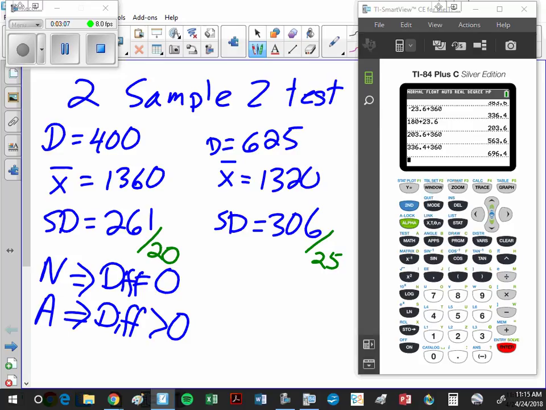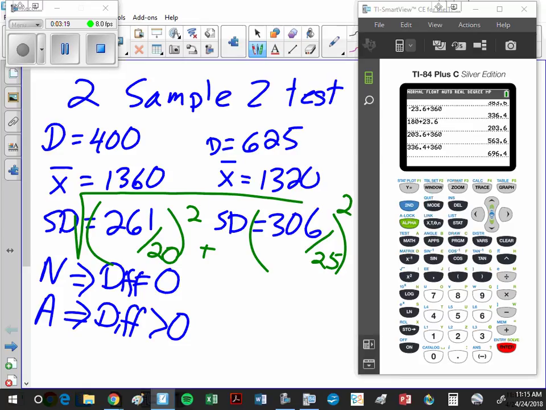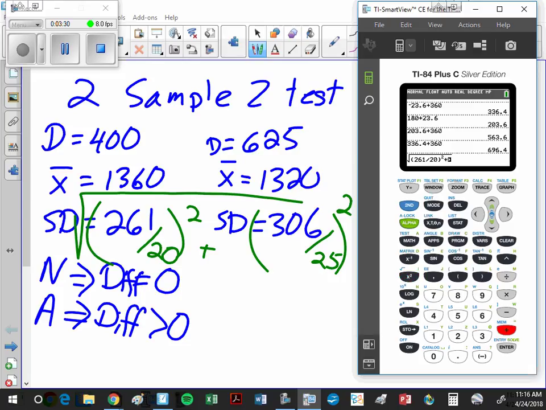Okay, what do I do with those numbers once I calculate them? I need the SE difference, which is the square root of this squared plus this squared. So I can calculate it all at the same time. The square root of 261 divided by 20 squared plus 306. I need a parenthesis.